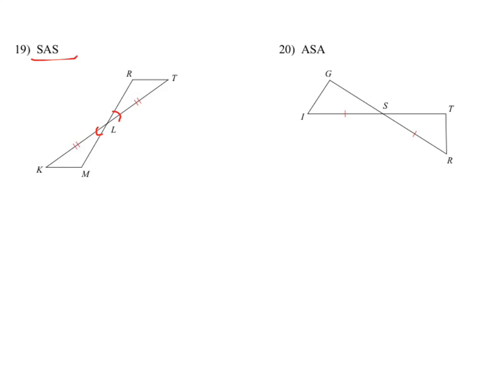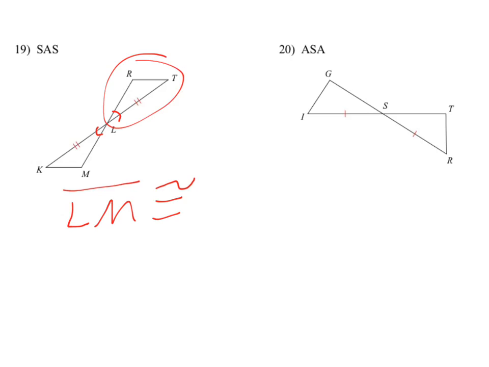And we're trying to get side, angle, side. So here I have side, an angle, I need the next side. So that side is LM. And then on this top one, I have a side and an angle. I'm trying to get side, angle, side, so I need the next side, which is the side LR. Those need to be congruent for that one.